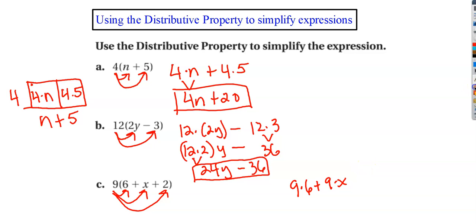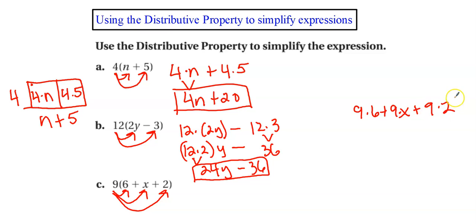Actually, let me make that even higher up here. 9 times 6 plus 9 times x plus 9 times 2. When I do the math of 9 times 6, I get 54. 9 times x, I just want to get rid of the dot and write it in a sophisticated way like in algebra. And then 9 times 2 is 18. So there's the simplifying that I did there.